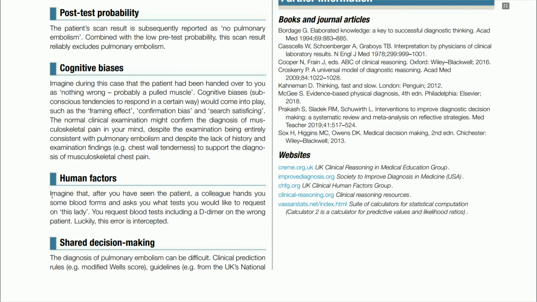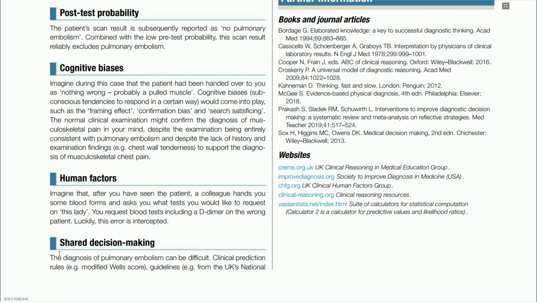Human factors. Imagine that after you have seen the patient, a colleague hands you some blood forms and asks you what test you would like to request on this lady. You request blood tests including a D dimer on the wrong patient. Luckily, this error is intercepted.